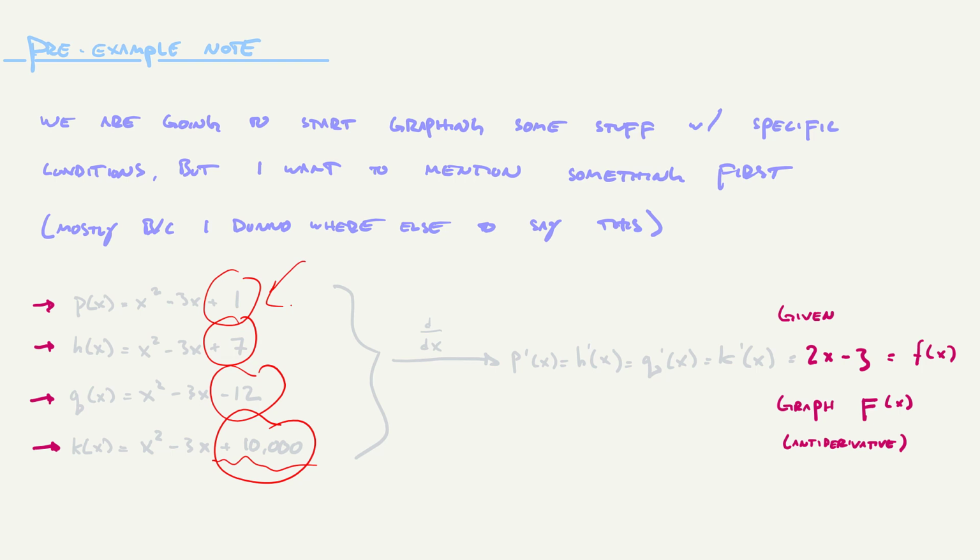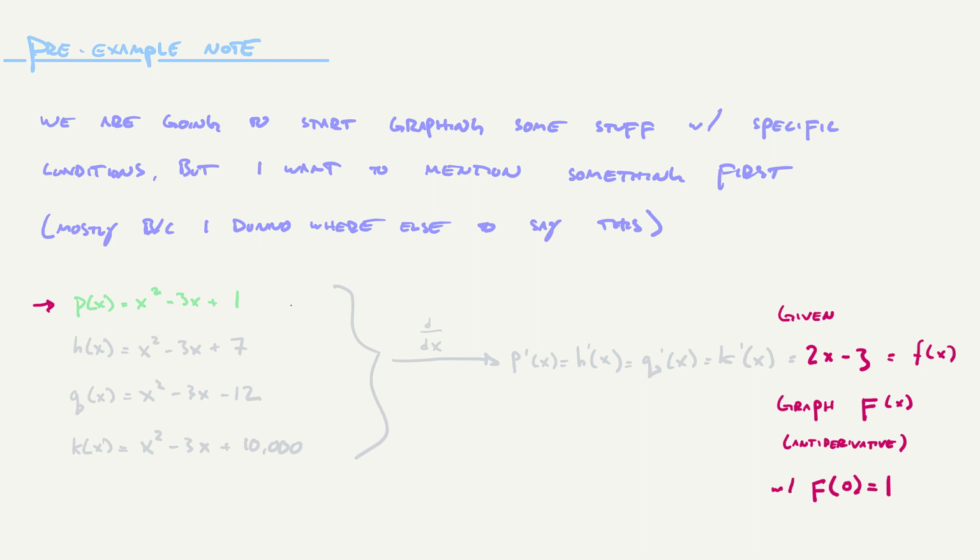So oftentimes, if the book or somebody wants you to graph a specific antiderivative, it will typically say, oh, by the way, the antiderivative when evaluated at some value, let's say 0, is equal to 1. And that puts us in a situation where p of x is the only antiderivative that we could graph at that point. The only antiderivative in this scenario is just p. But if I get rid of that, then it's any of them. There's an infinite amount of things that we could choose from. Okay, so let's get to some examples.